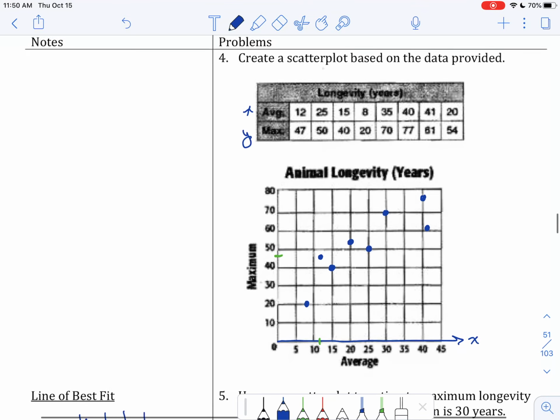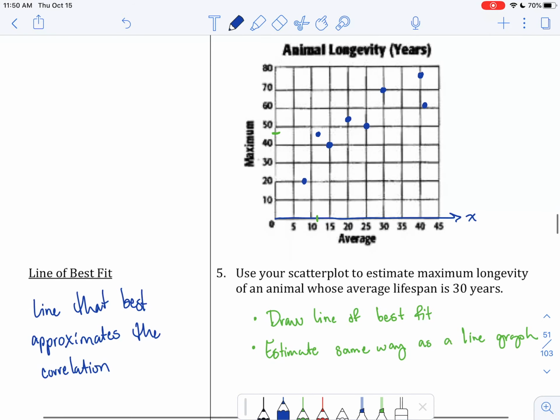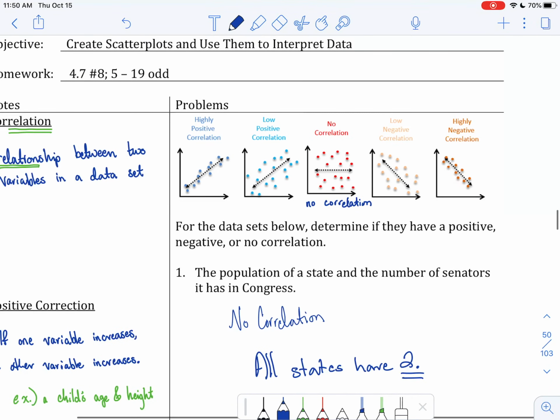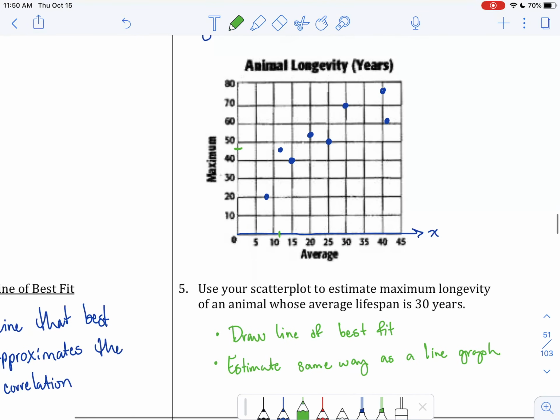We can also use our scatter plot to draw what we call a line of best fit. And we use that just like we would use a line graph from our earlier lessons to estimate. So our line of best fit is the line that best approximates the correlation. So if we scroll back up to the top or we turn our page back over, these right here are our lines of best fit. They approximate our data, just like that. And since they're approximations, everyone's are going to look slightly different, but we're going to try sketching it in. I'm going to sketch mine in right there.